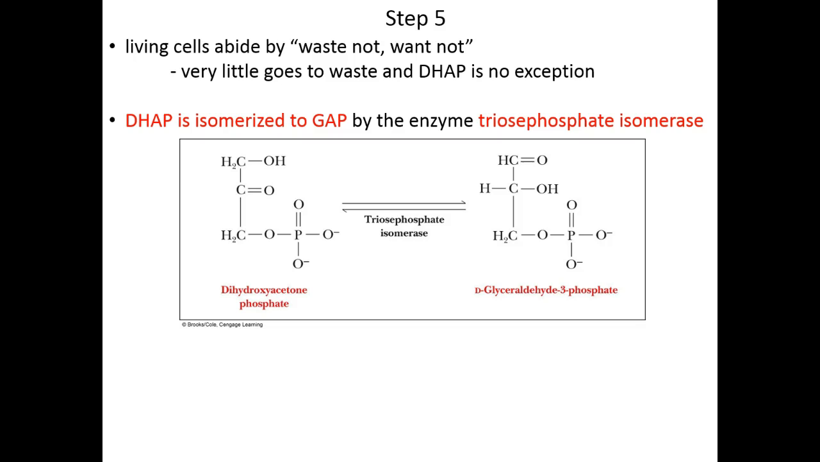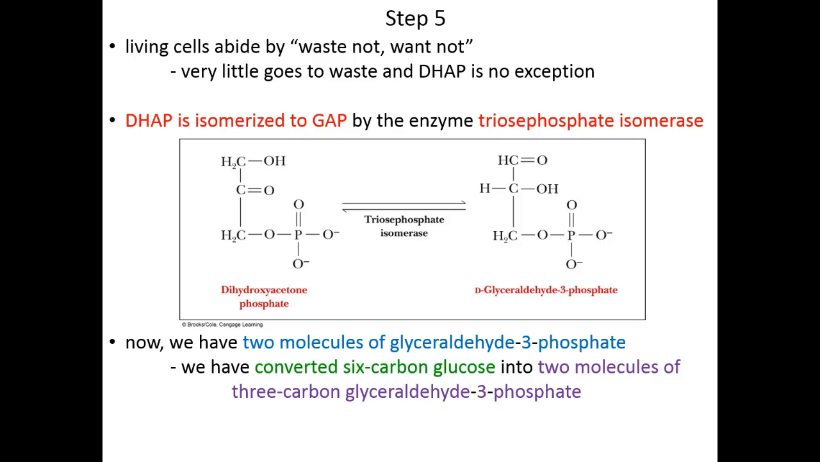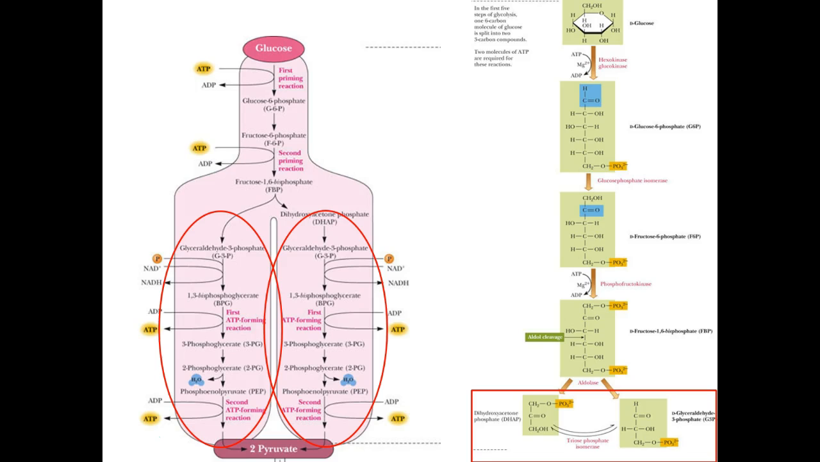So DHAP is isomerized into GAP by triose phosphate isomerase, and now we have 2 molecules of GAP poised together to enter stage 2 of glycolysis, the last 5 steps of glycolysis. At this point, we have converted 6-carbon glucose into 2 molecules of the 3-carbon sugar glyceraldehyde 3-phosphate. We are slowly getting to the end product of pyruvate that we are after.